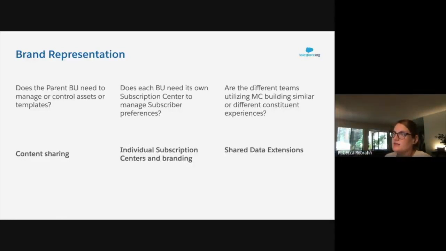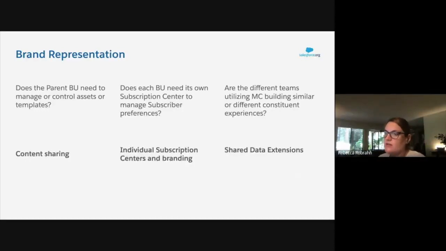And then, of course, are different teams utilizing Marketing Cloud and building it in a similar way, or are they looking to build different constituent experiences for each of the teams or divisions, departments underneath the parent? This is certainly a big consideration you'll want to take into account because it will, of course, as Gokul had mentioned previously, determine how many business units you're really looking to create and manage.